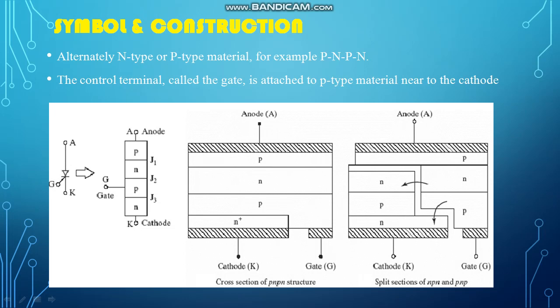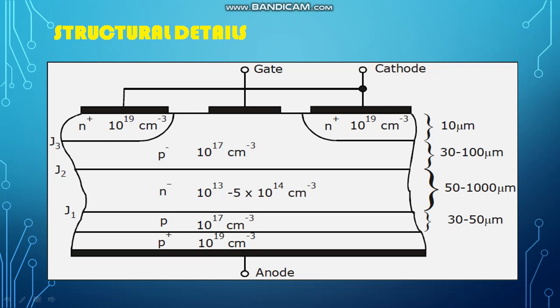Now if I bisect this SCR, just to compare the characteristics, then we can bisect it into a PNP and NPN. See here, split sections PNP and NPN. So this is how it works as two different transistors. Hence the two transistor analogy comes into the picture. What is that? We'll see later. Right now we'll see only construction. So this is how we can split it.